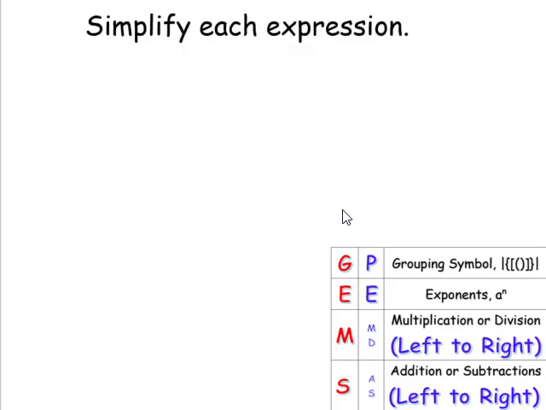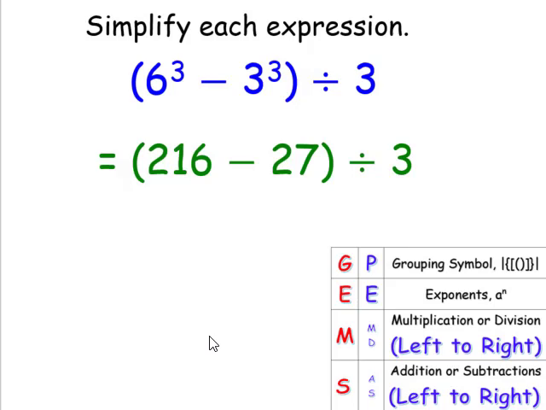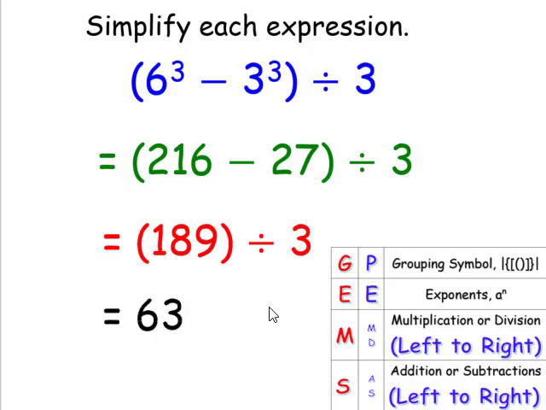Simplifying each expression. In this case, we have 6 cubed minus 3 cubed, all in parentheses, divided by 3. 6 cubed, remember, means you're going to multiply 6 times 6 times 6. 6 times 6 is 36, and 36 times 6 is 216. Minus 27, which is 3 times 3 times 3. 216 minus 27 is 189, and 189 divided by 3 is 63.